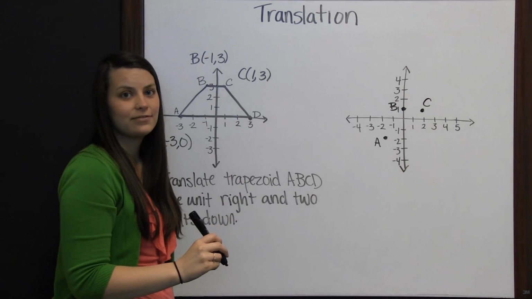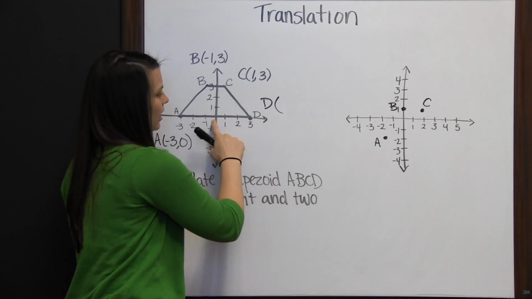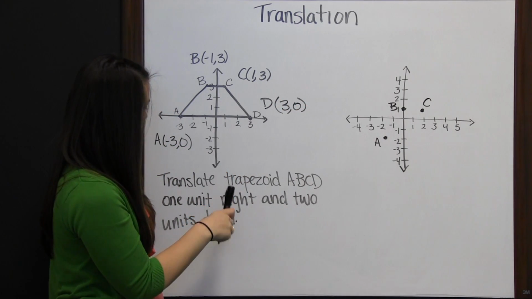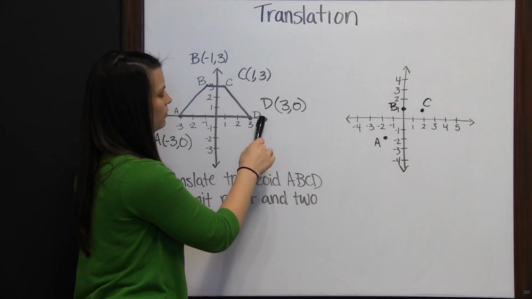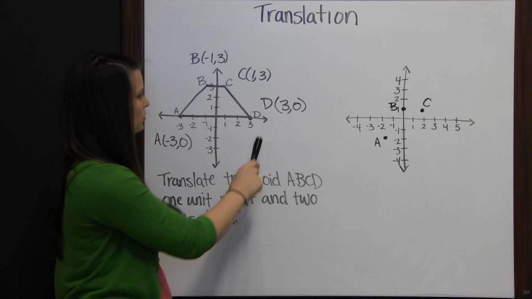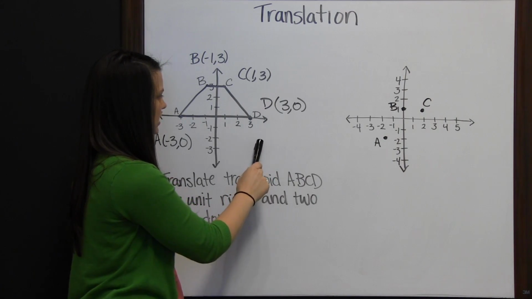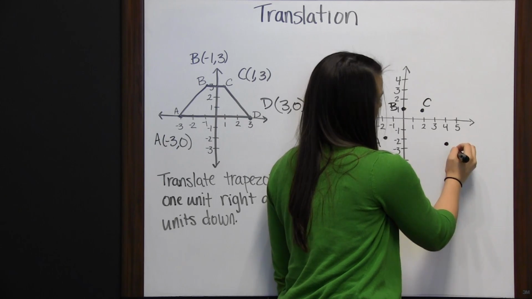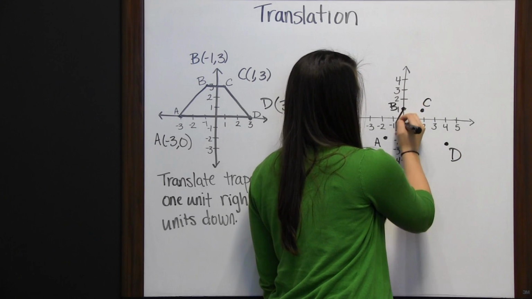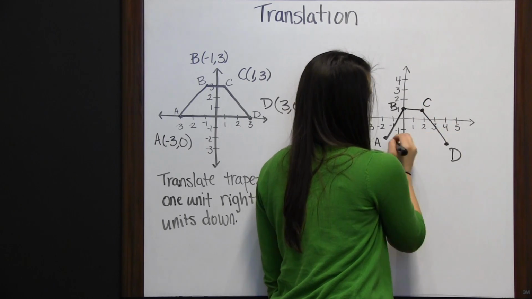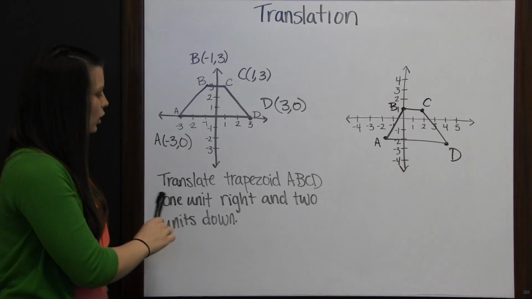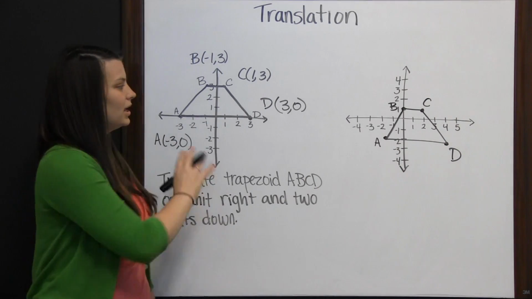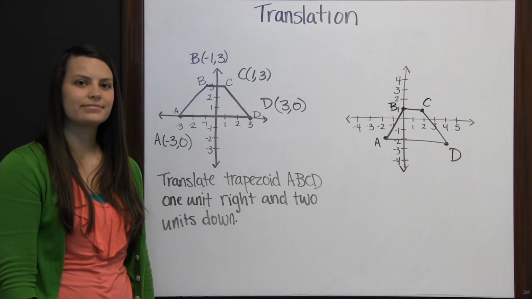And then finally, we have D. And D is at 3, 0. So again, I'm going to move it 1 unit to the right. So from 3, it'll move over to 4. And then I need to move it 2 units down. So it's at 4, and I'm going to move it down to -2. So over 4 and down to -2. There's our point D. And we have our new trapezoid that has been translated 1 unit to the right and 2 units down. So you can see it's still the same shape, it's just been moved in our coordinate plane.